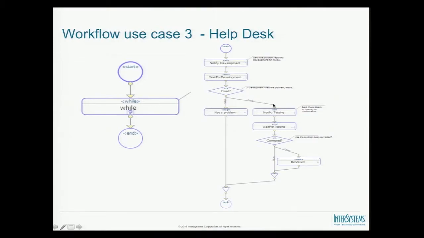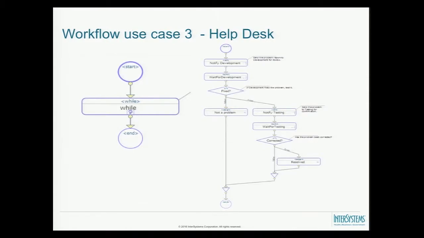If they fixed it, then it goes through to notify testing. So this requires somebody within the testing team to make sure that it's been fixed properly. And if it's been fixed properly, then it'll go down this path over here. If it hasn't, then it'll go down here, and it'll just go around the while loop again. So it'll be sent through to development again, and so on and so forth. Okay, so these are 3 different use cases.